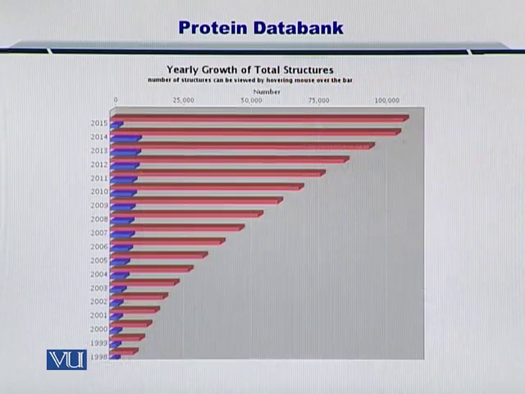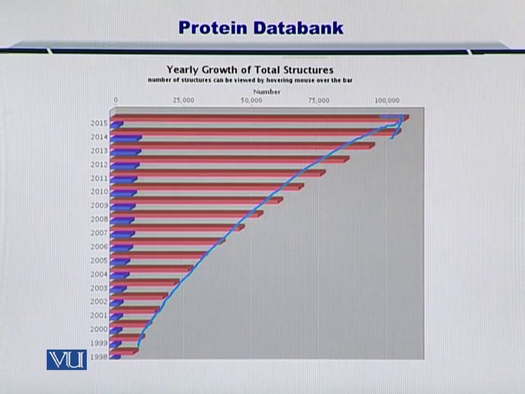Every year, more and more people are submitting their experimental results to the Protein Data Bank. And you can see from this graph that in the year 2015, we have nearly 100,000 submissions to the Protein Data Bank. So these are the yearly growths, along with the cumulative growth of the protein structures in the data bank.